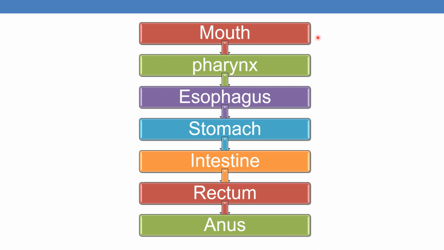Gastrointestinal tract is also called as alimentary canal. So from mouth the food enters pharynx, then through pharynx into esophagus, from esophagus into stomach, from stomach into intestine, and intestine is again divided into large intestine and small intestine, and finally rectum, and finally anus. This is the flow. Now, first of all, let us discuss about mouth.